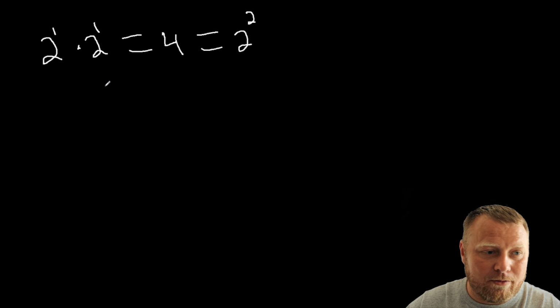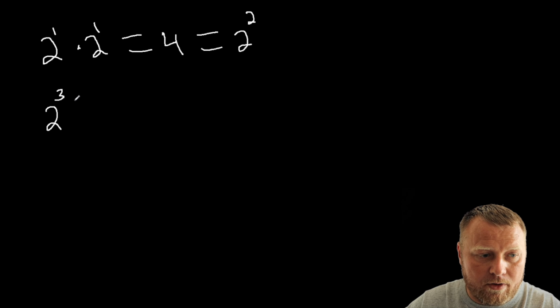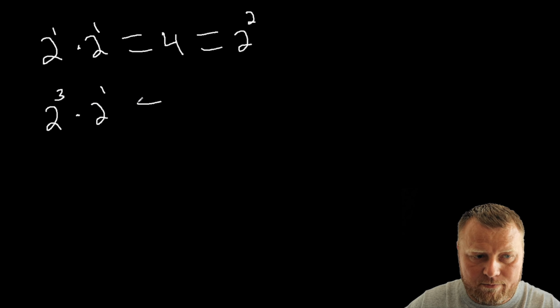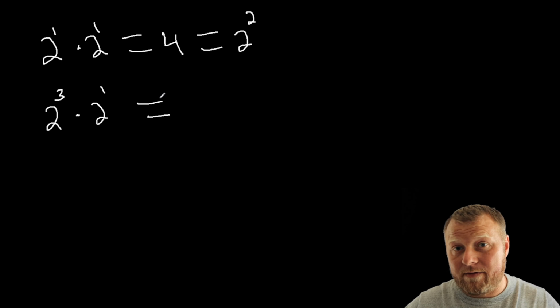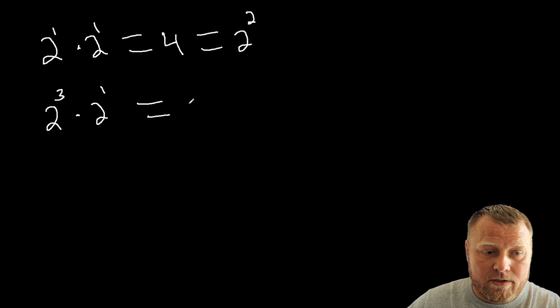All right, let's go to another example. Let's do 2 to the third times 2 to the first. What does that equal? Now, we suspect that it's going to equal 2 to the fourth because of our little pattern that we just generated. But let's do it out.